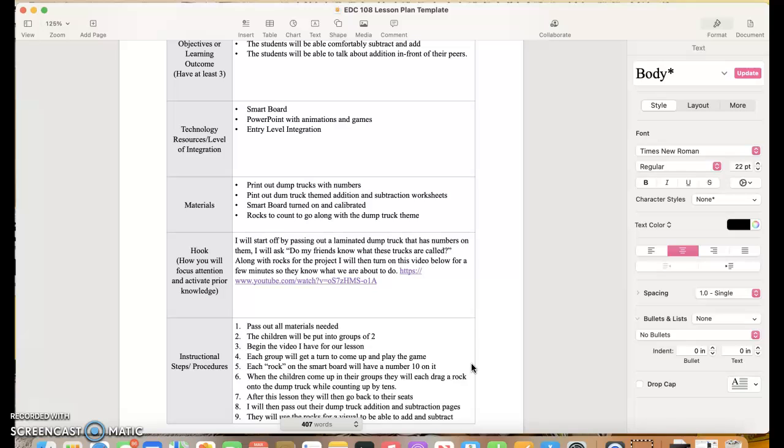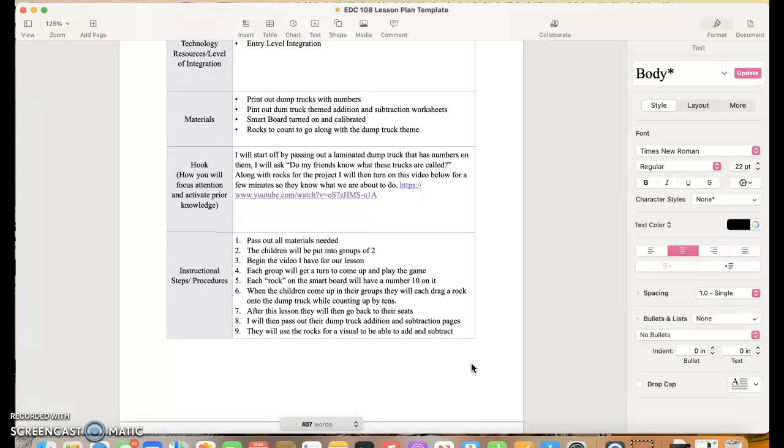The materials needed for this lesson plan: I'll be printing out dump trucks on paper with numbers in the middle of them. I'll print out dump truck themed addition and subtraction worksheets. The smartboard will be turned on, calibrated, and ready for the activities. And I'll have rocks for each group to go along with the dump truck theme, so they can put them into the truck when they are doing their addition and subtraction worksheets. They can pick them up and go 1, 2, all the way up to whatever number is on the dump truck, just in case they're a hands-on learner.